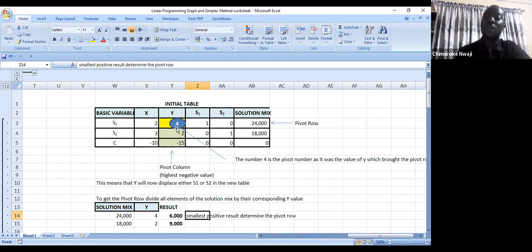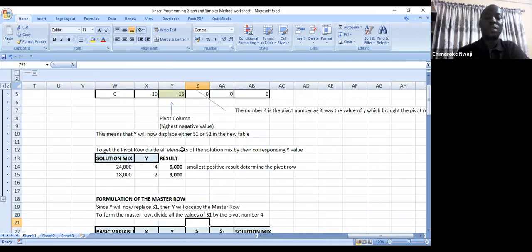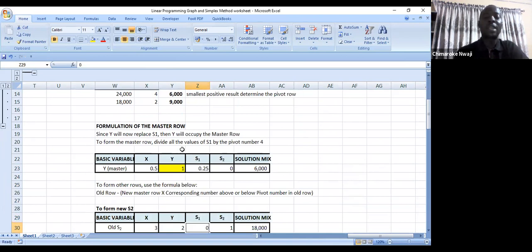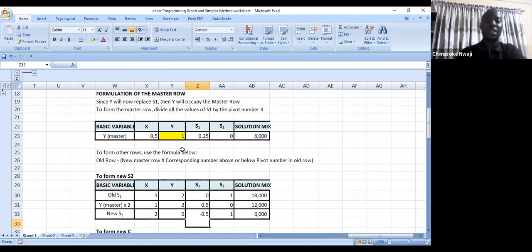Now, this 4 is very important. Also, these numbers under this 4 are also important. These 2 and this minus 15, they are important. So what do we do when we get the pivot number? We formulate the master row. What is the master row? That new king that is going to replace the old one. Y is the master going to replace S1.